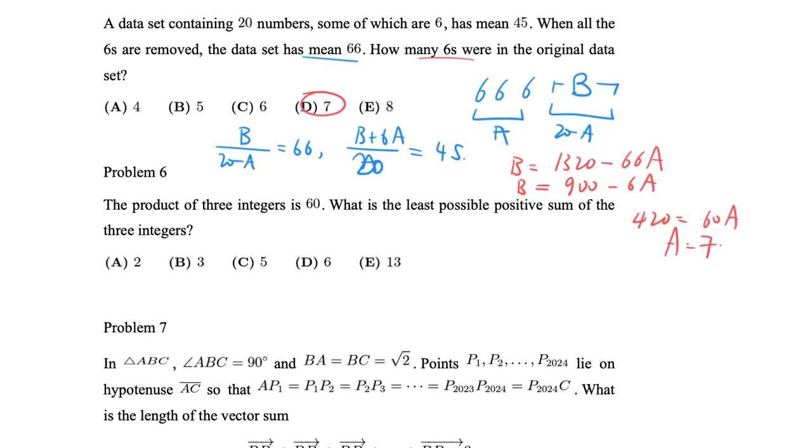All right, this next question has the product of three integers is 60. What's the least possible positive sum? So the integers can be negative or positive, but the sum must be positive. So that's a constraint. First of all, we notice that if all three of the integers are positive, it will lead to a very big number.